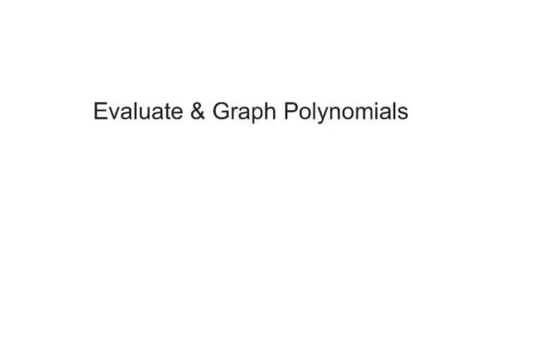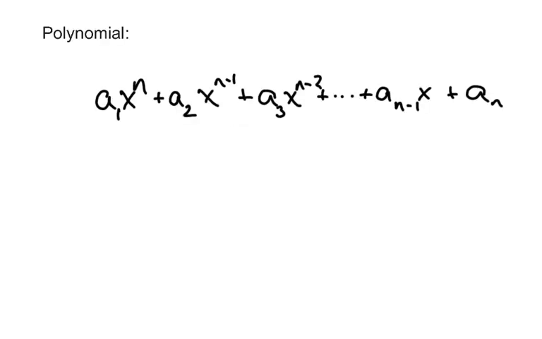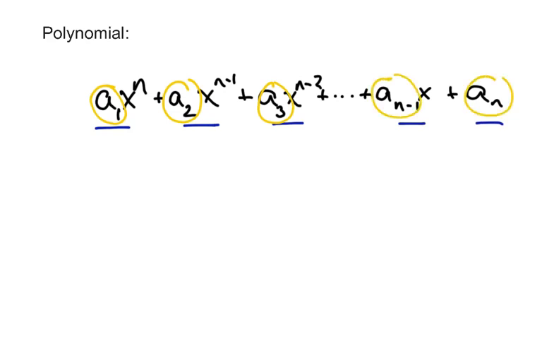If we want to evaluate and graph polynomials, we need to know what a polynomial is. This is the big ugly definition of a polynomial, but when you look closer, it's really just the sum of a bunch of terms. Each term has two parts to it. First of all, these a's, a1, a2, a3, all the way up to an, are just constants. They're coefficients. They're just numbers.